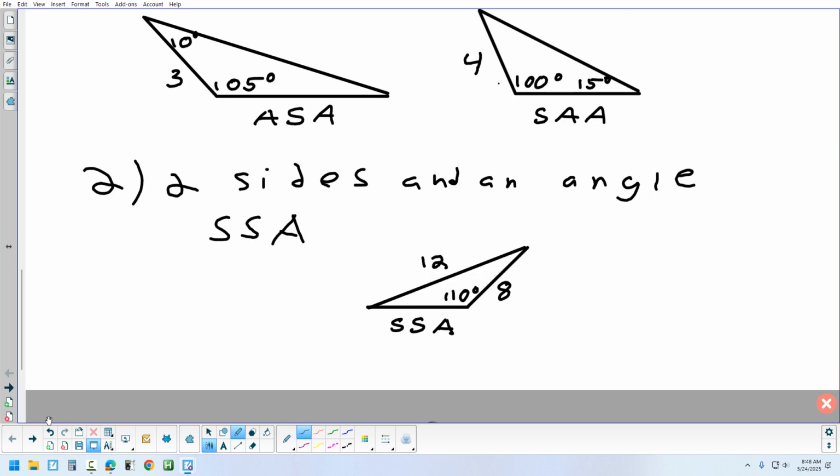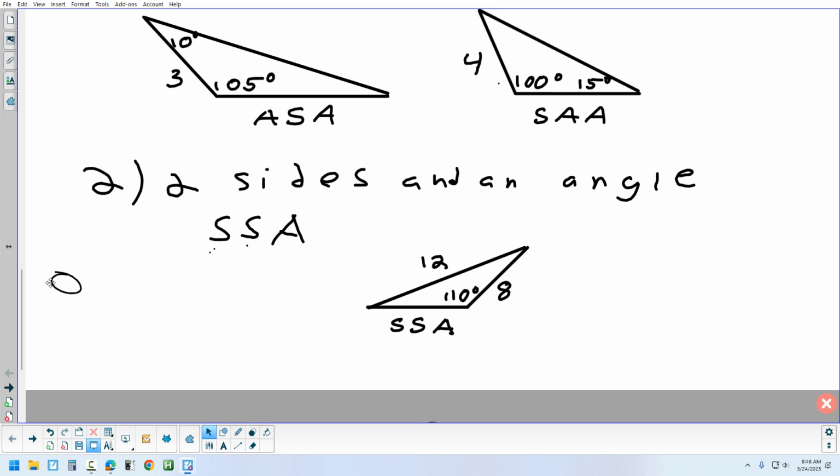This one is a little bit different. Here they're giving you 2 sides and an angle, and it's very important where that angle is. The angle between the 2 sides would be this one up here. If I had given you that angle where the 2 sides meet, you wouldn't be able to solve it with this formula. Can't do it.